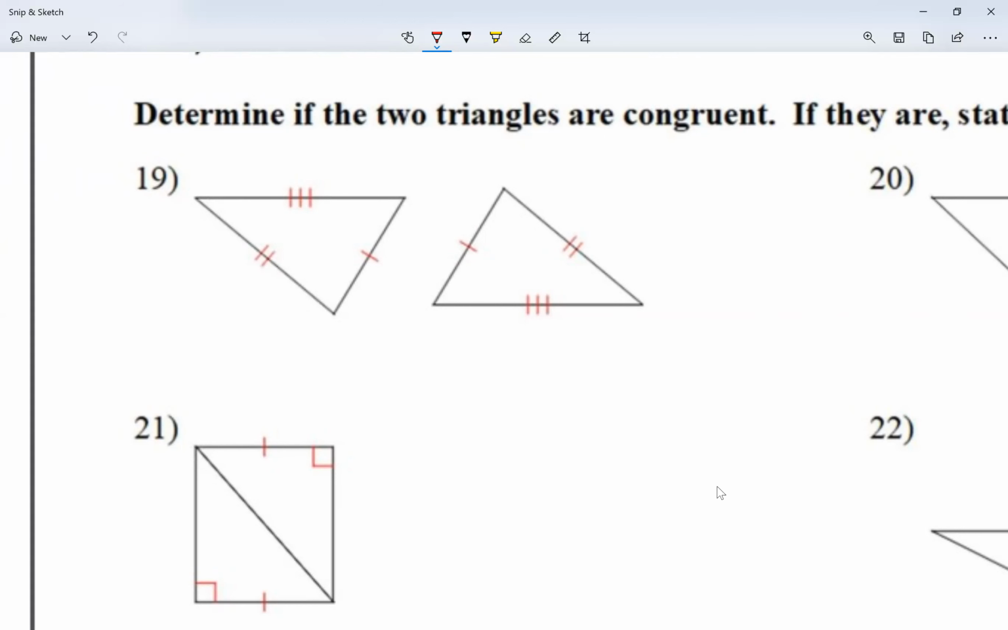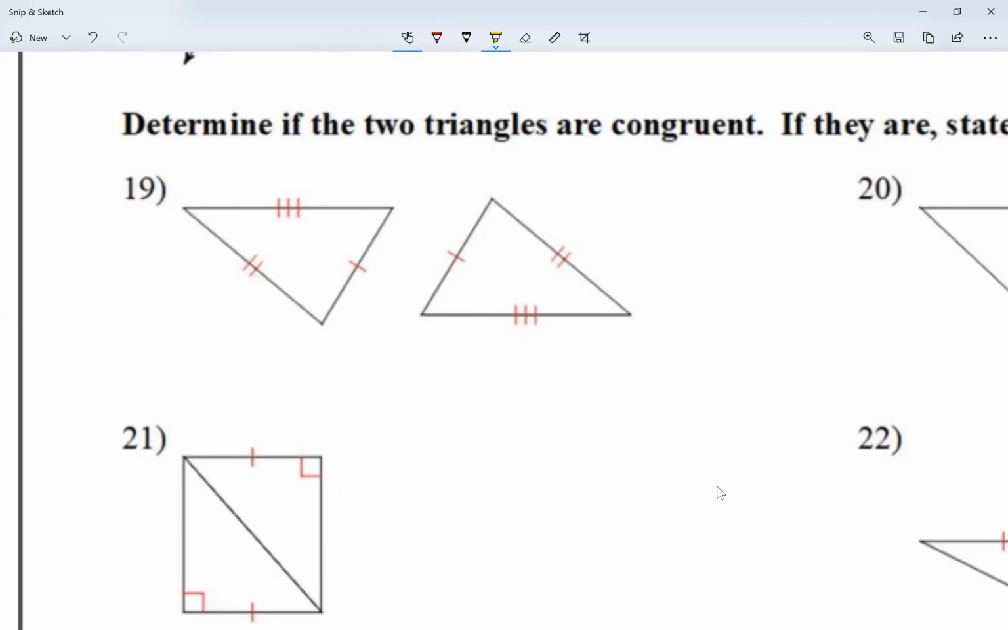I see question number 19, and I see three sides. The left triangle has sides 1, 2, 3, marked with 1 slash, 2 slashes, 3 slashes. The other triangle has 1, 2, 3 as well: 1 slash, 2 slashes, 3 slashes. So I have three sides marked, and this is going to be side, side, side.